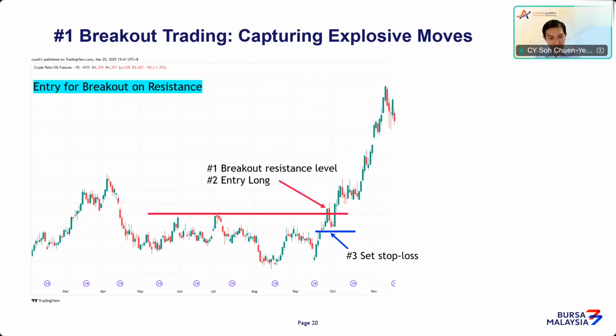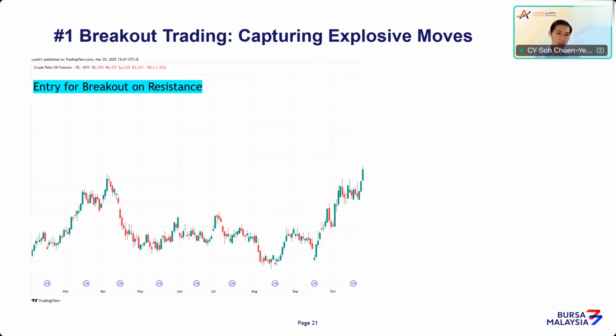Now, if you take a long position and the price goes down, you make a loss. So what you need to do is cut your losses short and get out of that position. This means it's a false breakout. Your hypothesis for an uptrend does not hold.